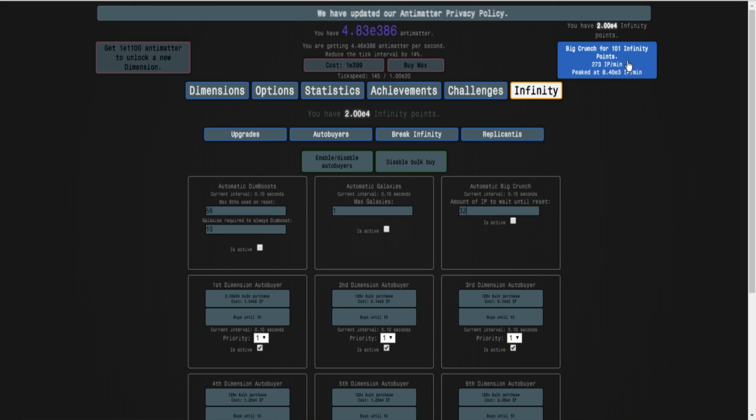So the per minute's coming down right now. So current IP to wait until reset. So if I did like 100, I set it on, it's gonna save up to 100. That's probably not smart though, because it's dropping. So I'm assuming this is still a good thing to do. So it's at 100. So it should, yeah, I say it should go now.